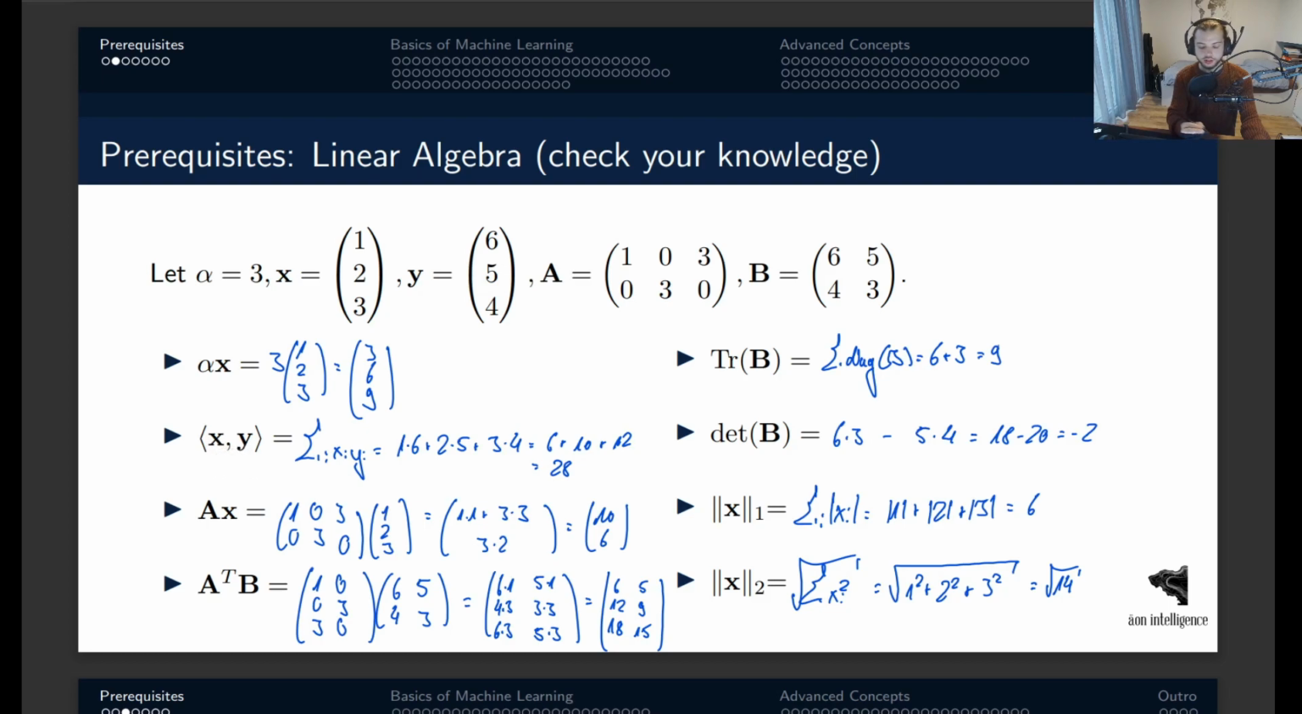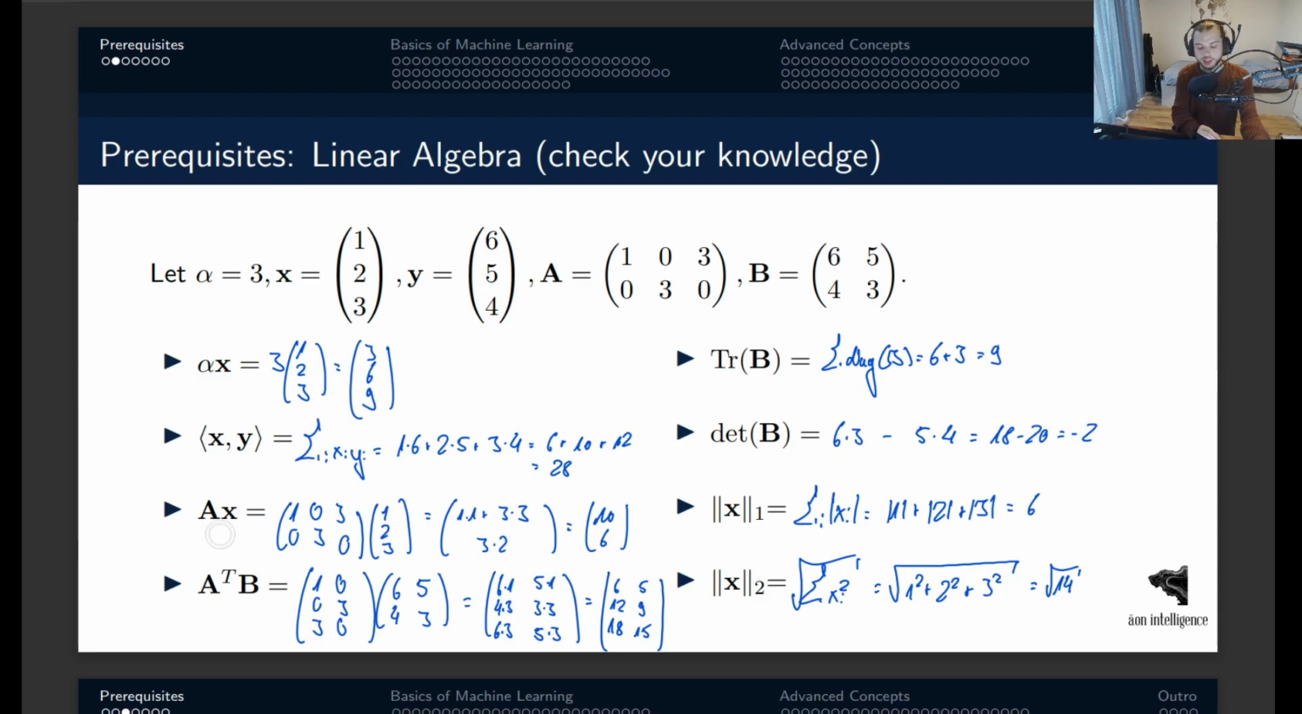And then the inner product of the vectors x and y is defined as the sum of the element-wise products. Okay, so we take the 1 multiplied with the 6, we take the 2 multiplied with the 5, the 3 with the 4, and then we add up all these products. And if we do this, we arrive at 28. Note that the inner product is also called the scalar product, because by doing this operation, you produce a scalar again. Right? You reduce two vectors and produce a scalar.